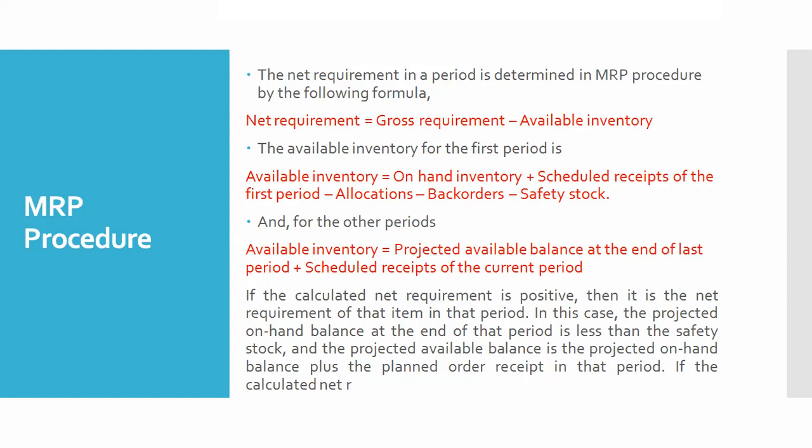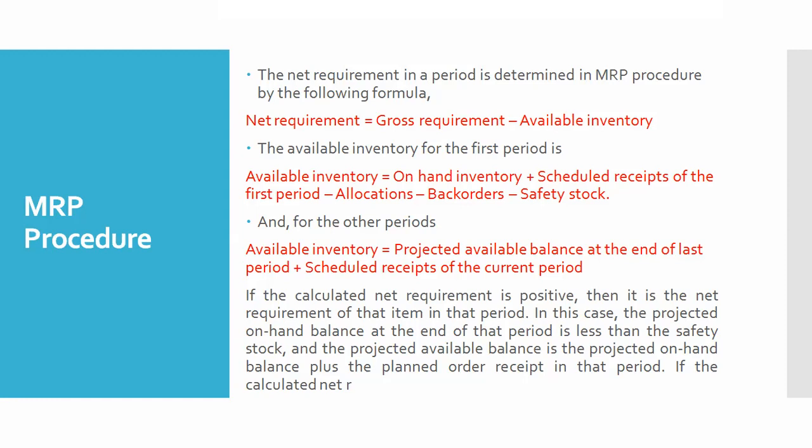So how will you calculate available inventory? That is the projected available balance, how much balance you have at the end of the last period, plus the scheduled receipt of the current period. So if the calculated net requirement is positive, then it is the net requirement of that item or that period. In this case, the projected on-hand balance at the end of that period is less than the safety stock, and the projected available balance is the projected on-hand balance plus the planned order receipt in that period.